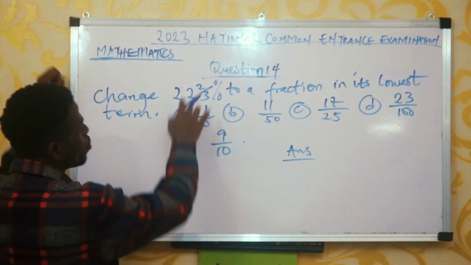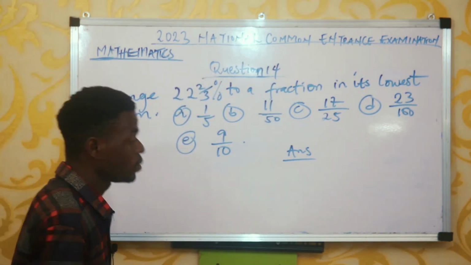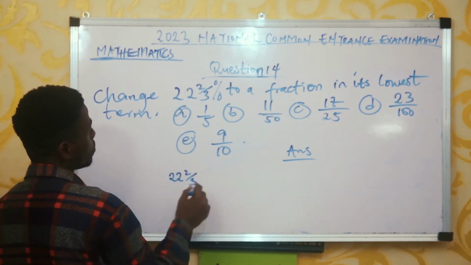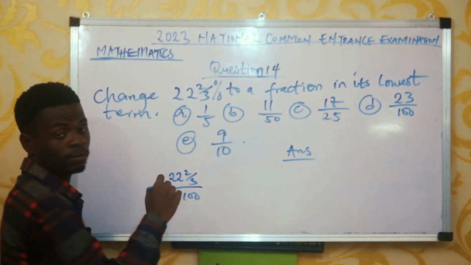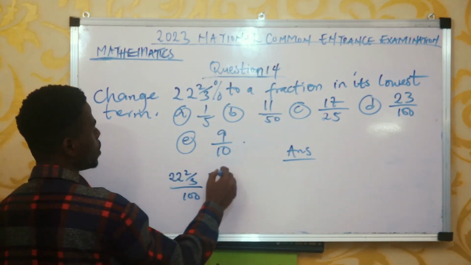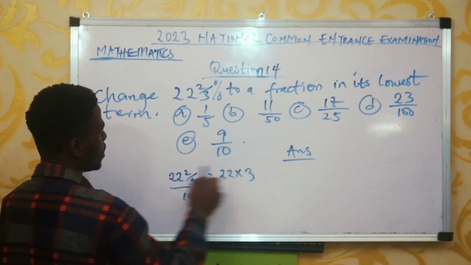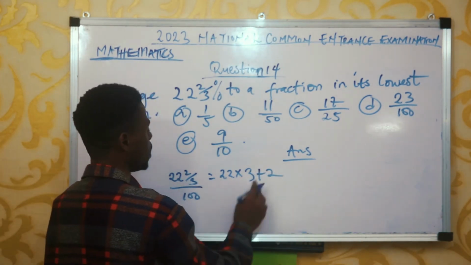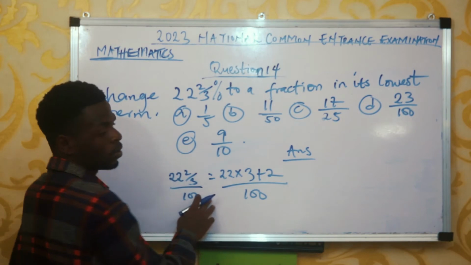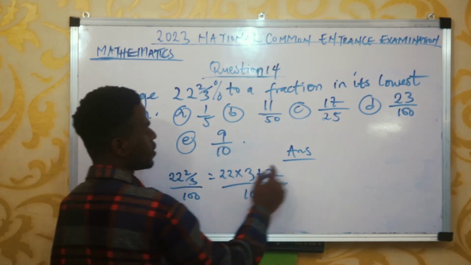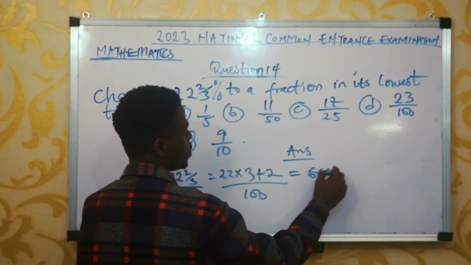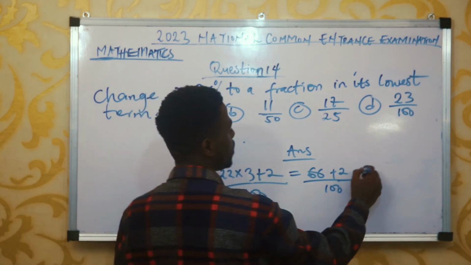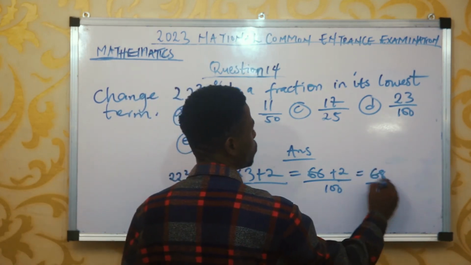So we're going to convert this to a proper fraction. That is 22 and 2 over 3, over 100. That's what it means there. 22 times 3 gives us 66, plus 2 over 100. 66 plus 2 gives us 68 over 100.